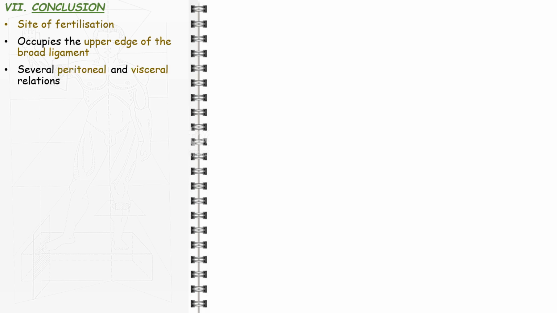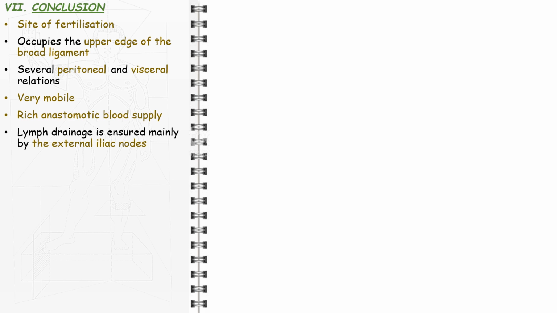Last but not least, the fallopian tubes are the normal and most frequent site of fertilization. They occupy the upper edge of the broad ligament and are in contact with several peritoneal and visceral relations. It is a very mobile organ that benefits from a rich anastomotic blood supply which considerably reduces the ischemic risk during surgery. Its lymph drainage is ensured mainly by the external iliac nodes.